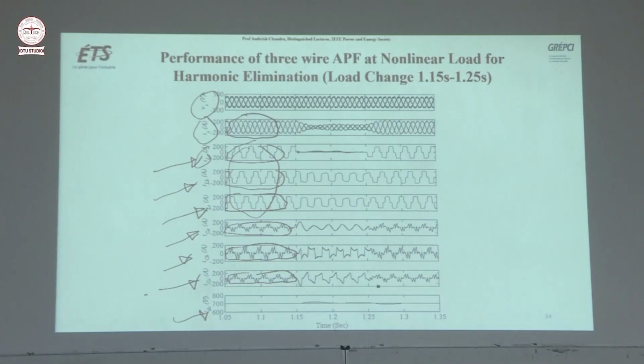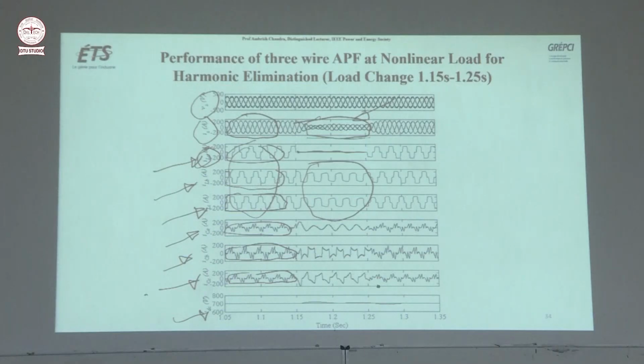Now in this period you can see the load at phase A is disconnected. So you have currents in phase B, load B and load C. Still, the current coming out from the source is reduced because one-third of the load is removed. It is still sinusoidal and harmonic free, right?